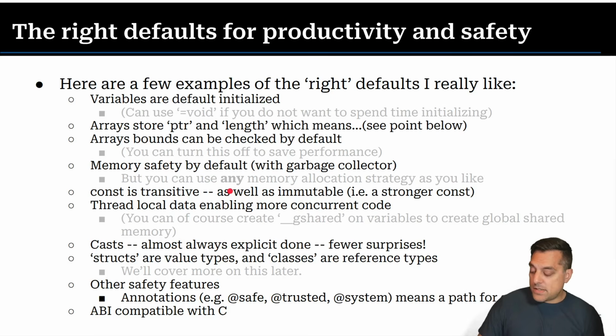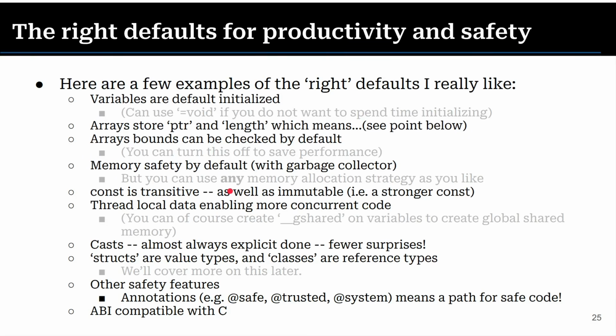Now, on the system side of things, one of the things that we're here for is what makes D nice. It gives us the right defaults. There's a few neat things here. All of your variables are default initialized. So you never have to worry that you're going to have garbage values or sensitive values left over in the stack. They'll get default initialized.